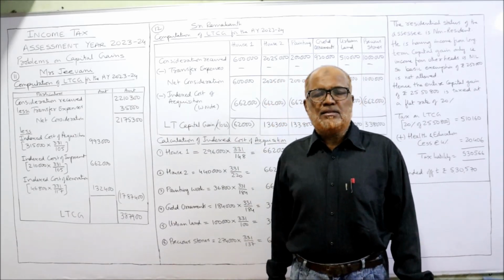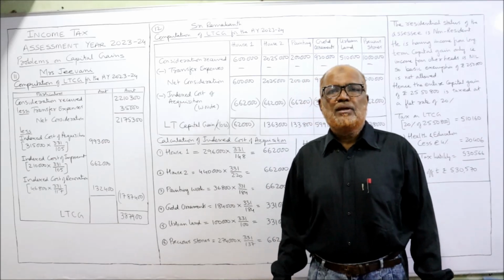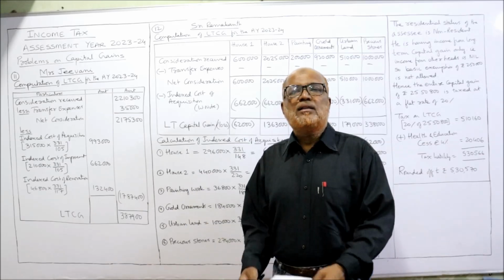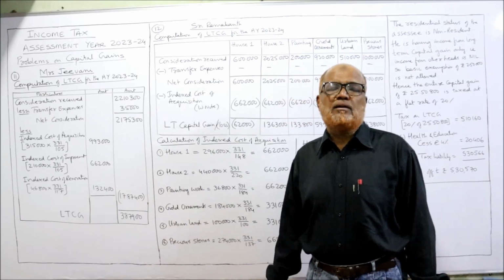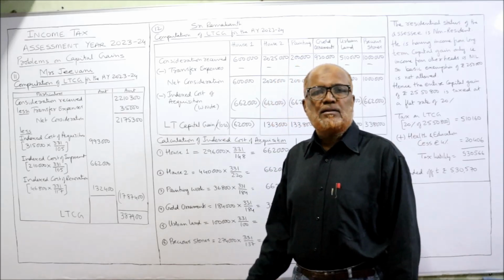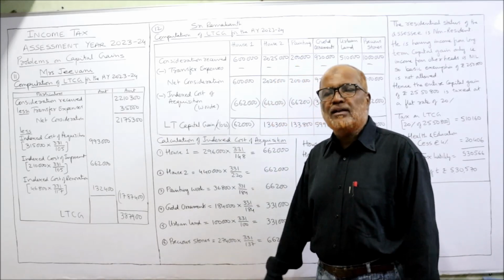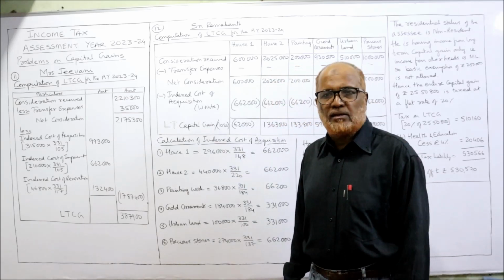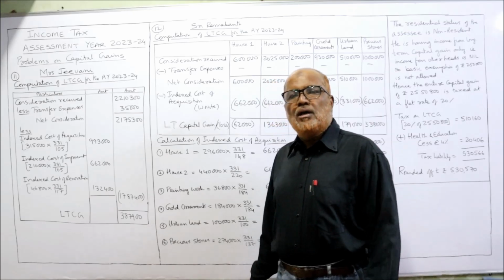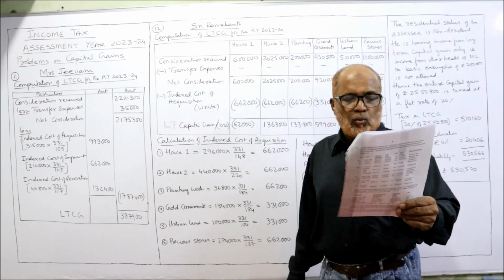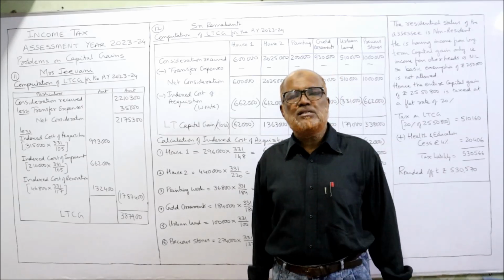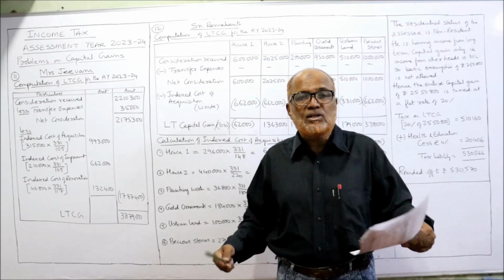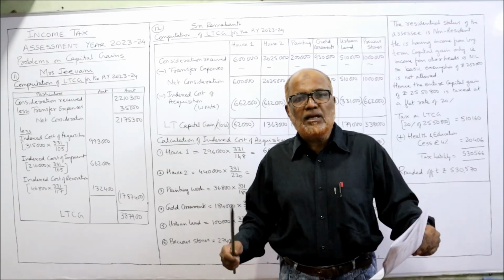In the same month, January 2003 itself, some additions were made for 2,10,000. This is the cost of improvement. The indexed cost of improvement is 2,10,000 into 331 divided by 105, because the additions were made in 2002-2003. That gives 6,62,000. Now, improvement, that is renovation. Normally, renovation will not be considered as improvement, but when it is specifically given that it's a capital expenditure, that means it's an improvement.